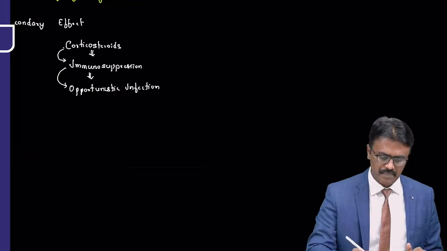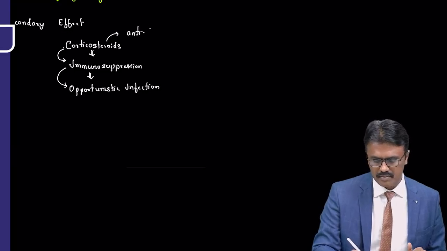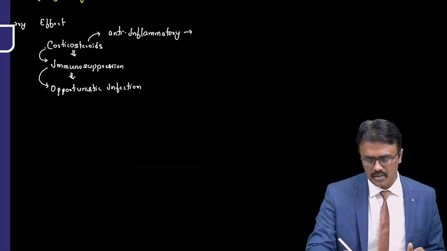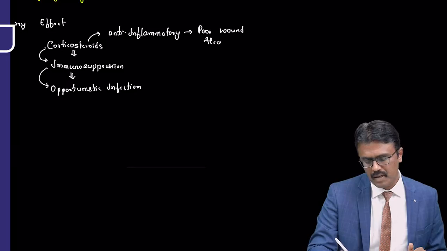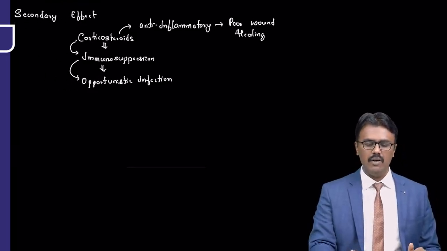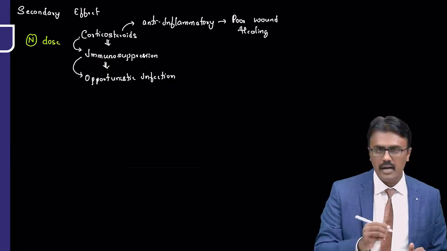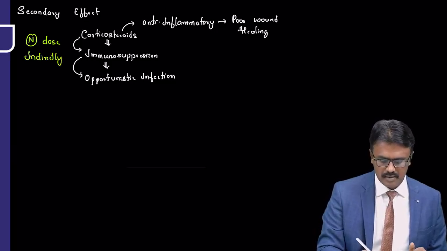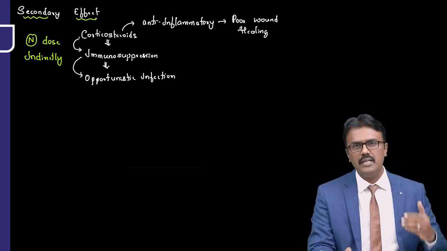I'll give one more example. When we use corticosteroids, they have an anti-inflammatory effect. So they suppress the inflammation, and we know that inflammation is required for wound healing. So when you use steroids, there is poor wound healing. Now, are we using a steroid at high dose or normal dose? Obviously, we use the steroid in normal dose. And is it directly by the drug? No, it is indirectly by the drug. So when do you call it a secondary effect? When the dose is normal and it is indirectly by the drug.